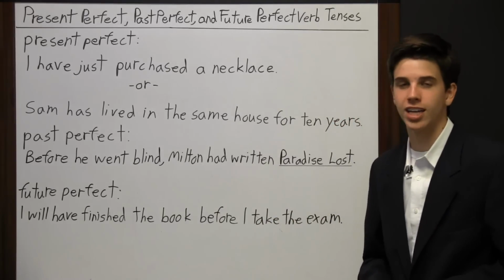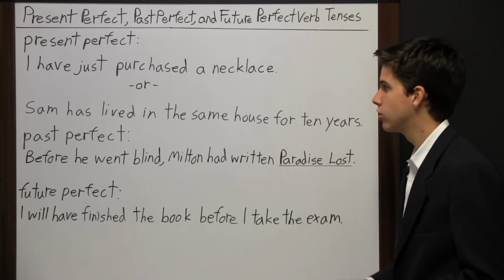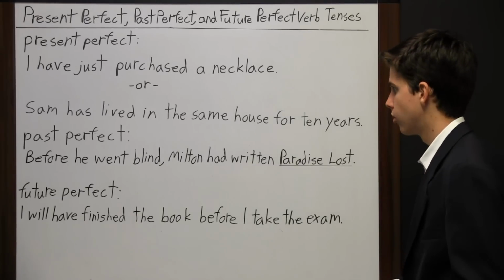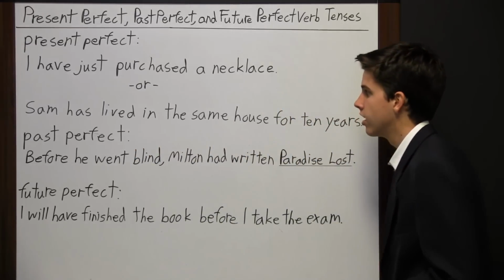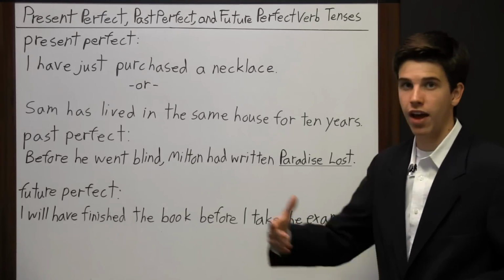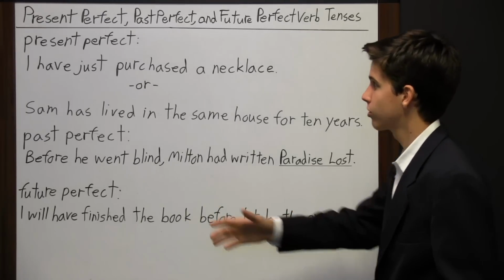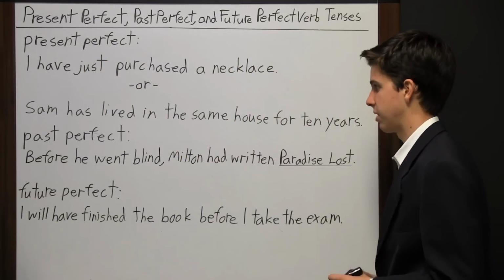Now, the present perfect can also be used to indicate an action begun in the past and continued to the present moment. So here's an example of that. Sam has lived in the same house for 10 years. So this is talking about something that is happening now and may have happened for a long time, but the reason we're still calling it the present perfect is because it's coming up all the way till the present.